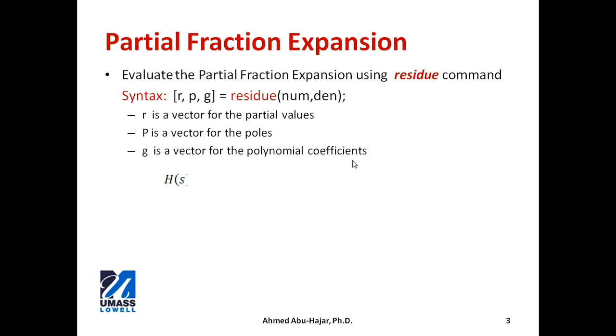So let me look at a very quick example here. Let's assume that we have this rational function. The numerator is s cubed plus 2s squared minus s, and the denominator is s squared plus 3s plus 2. So it is clear that this is an improper function because the order of the numerator is bigger than the order of the denominator. So when we do the partial fraction expansion for that, I will have a polynomial, which will be s minus 1. And then I have two partial terms, like shown here. The two partial terms are there because the order of the denominator is second order, right?